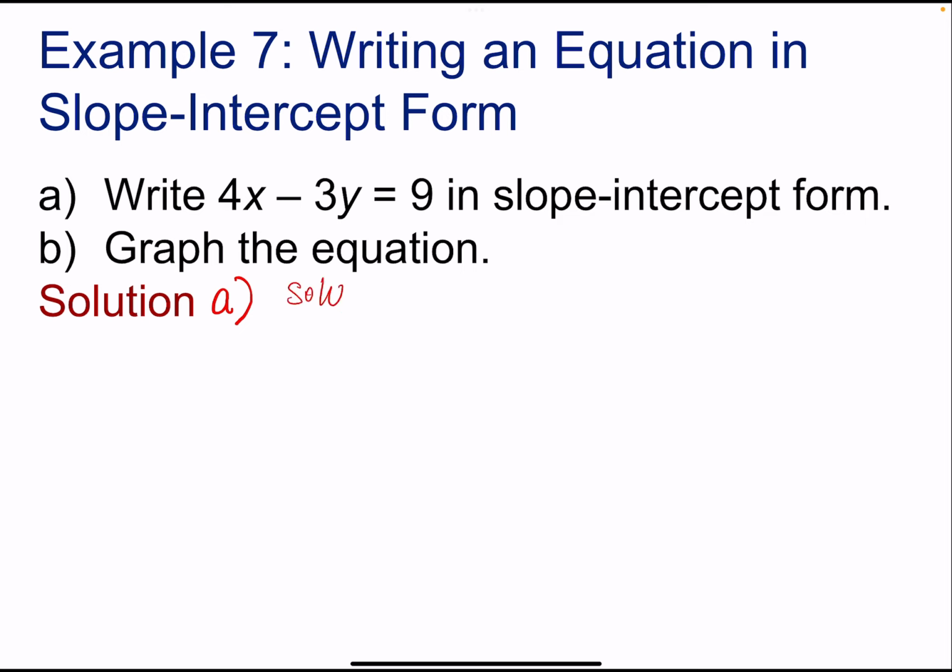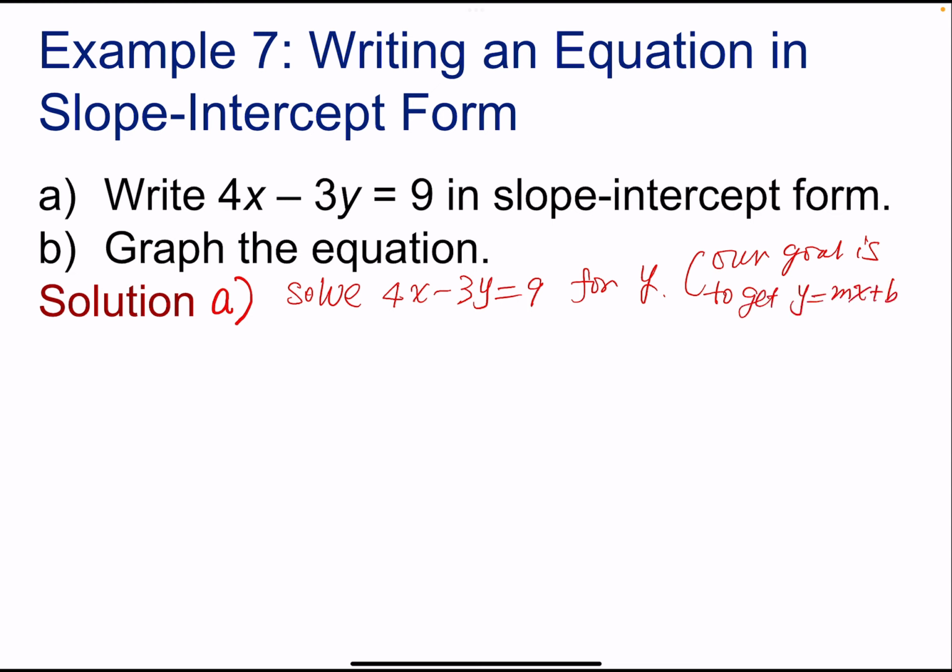What we need is to solve this equation for y, because our goal is to get y equal to mx plus b. So we want to get y equal to something. Remember, to solve for y, we need to isolate that term on the left-hand side. That means we need to move 4x to the other side.